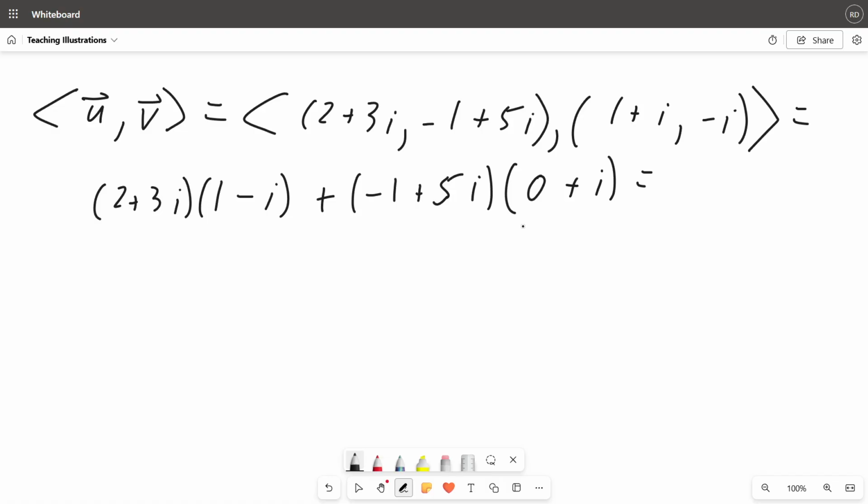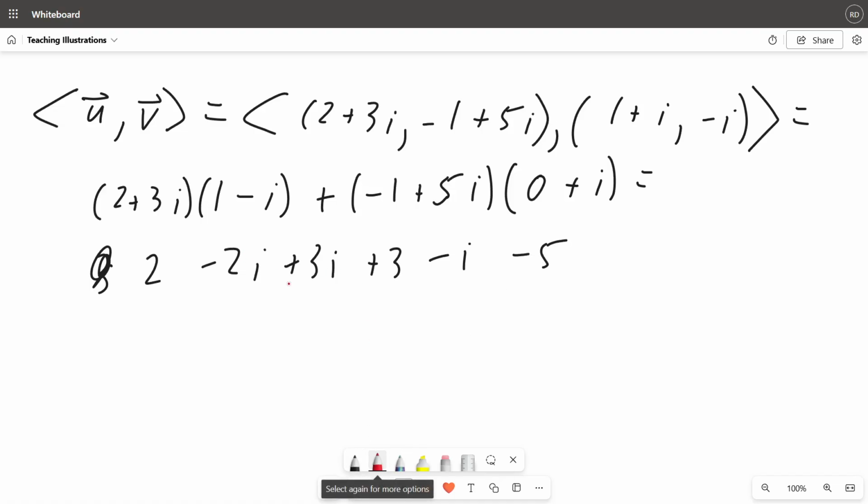And then you work that out. You'll get, let's see, 2 minus 2i plus 3i plus 3 minus i minus 5. So let's see what the like terms are. 2, 5, 0, 3i, 1i, 0. Oh, 0. Oh, so these were orthogonal. These two numbers are orthogonal. The angle between them is 90 degrees. Okay.